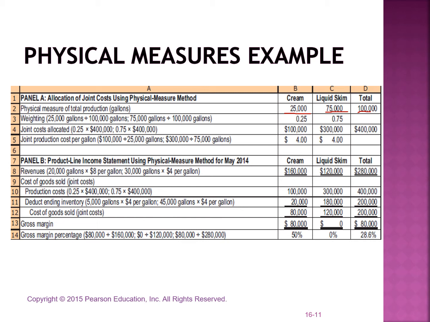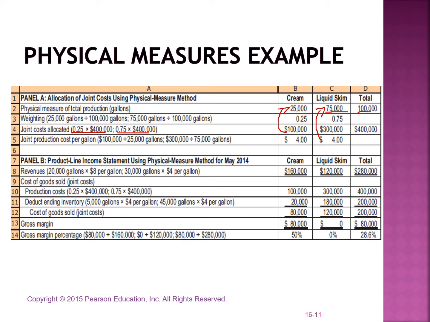So the share of the cream is 100,000 because 0.25 multiplied by 400, and 0.75 multiplied by 400 gives 300,000. This means if I divide the 100 over 25,000, it will be $4 per unit, and over the 75,000, it also will be $4 per gallon.